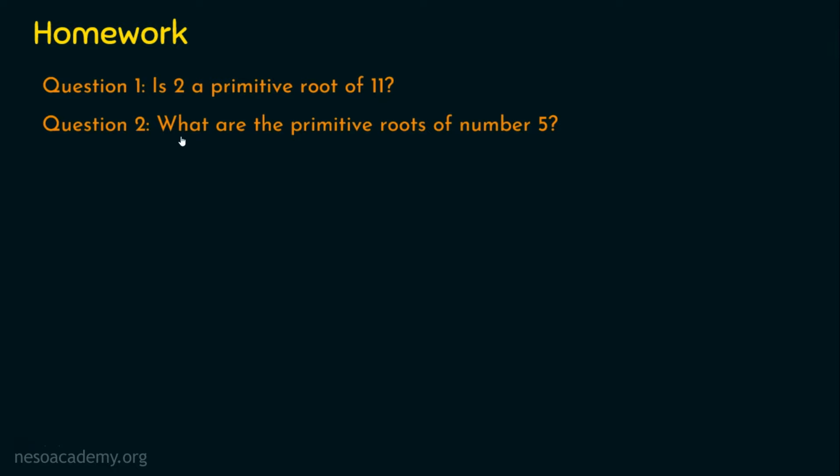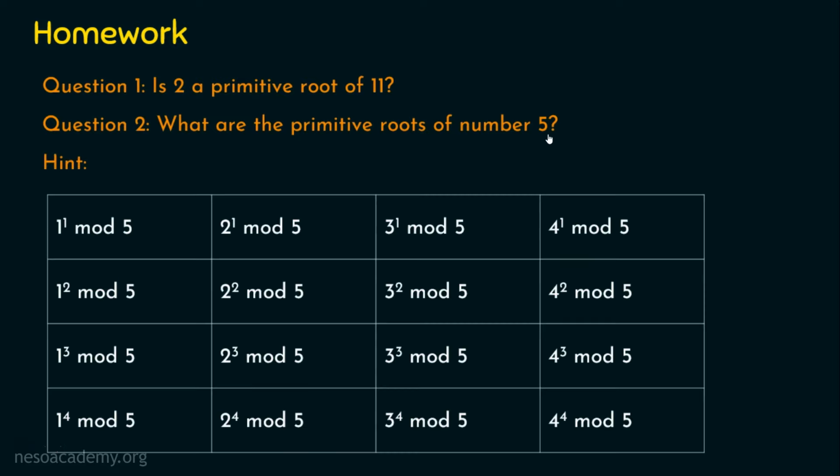And question number 2 is a different question. Can you see here? What are the primitive roots of prime number 5? You are not going to verify whether the given number is a primitive root or not. You are going to find out what are all the numbers that are primitive roots for this prime number 5. So if you want, I can give you a hint. The hint is you can take like this. What are all the positive numbers that are less than 5?